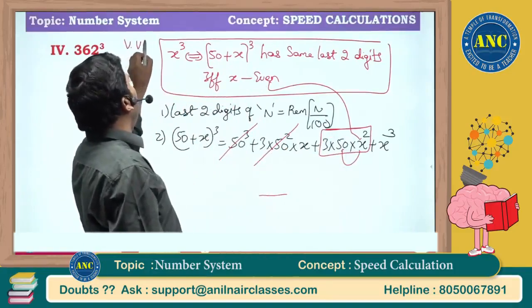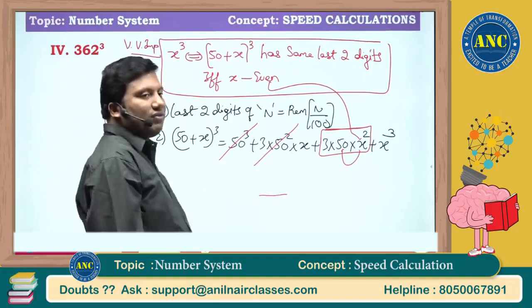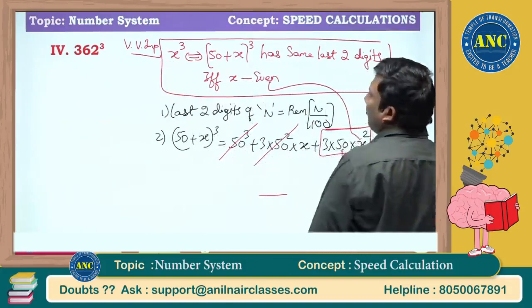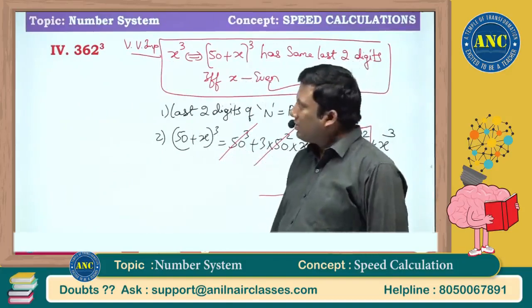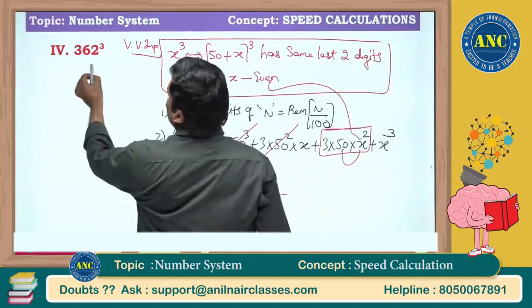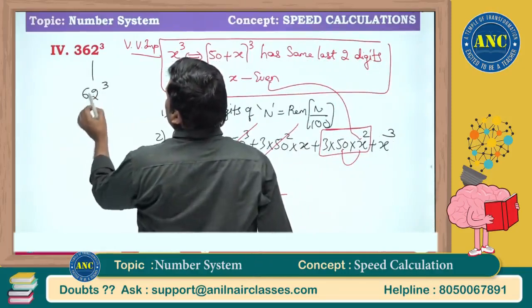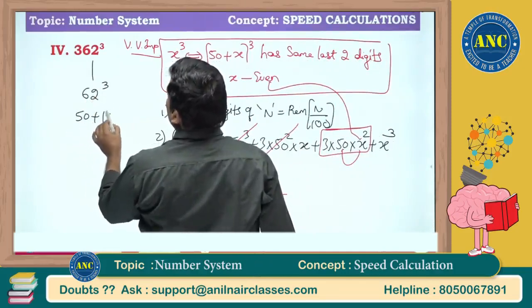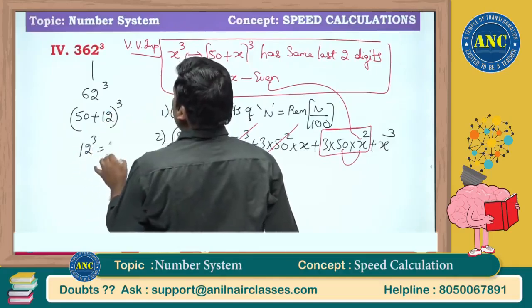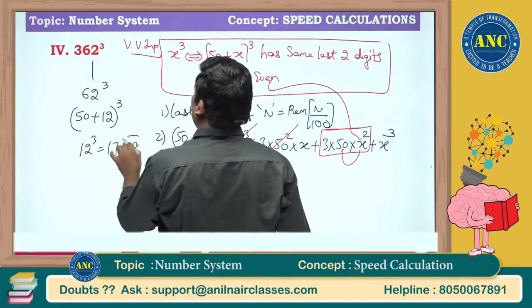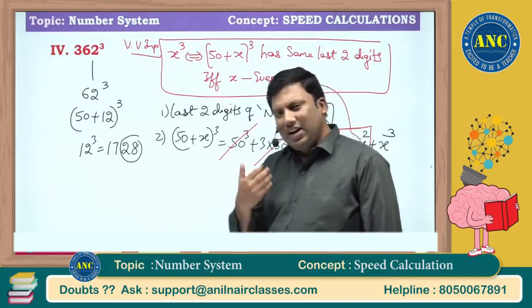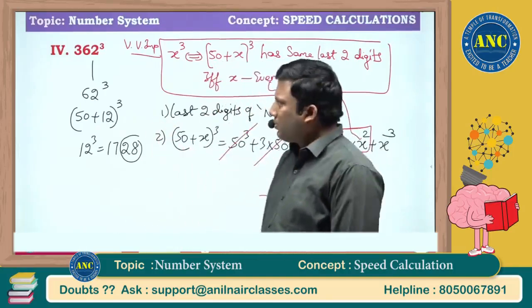Very, very important concept, sir. Most of the students will waste a lot of time. Even in the mock paper, it will be a half-page solution. You don't need this. Directly by looking at the question, you will get the answer. 362 cube, it is 62 cube, it is 50 plus 12 cube. Is 12 even? Yes. So the last two digits will be equivalent to the last two digits of 12 cube. Answer is 28. It's all about knowing the concepts.